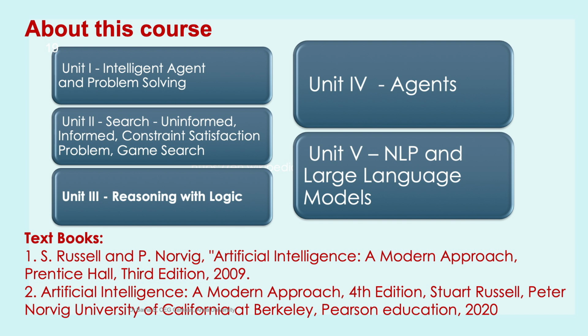Then unit 4 is about agents, going into detail on communicative agents and multiple agents, and unit 5 is natural language processing and the large language models that are prevalent nowadays. The books we are going to follow are by Stuart Russell and Peter Norvig. The first book is the 3rd edition, and the same authors have the 4th edition from 2020. This is actually the Bible of artificial intelligence, and these 2 books are the ones I am going to follow.